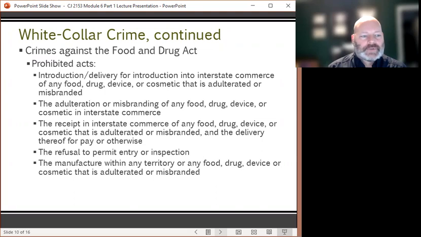There's also a prohibited act within this crime in which the defendant may refuse to permit an inspector to enter in order to inspect, or actually prohibit or impede inspection of any food, drug, device, or cosmetic. And then finally, the manufacture within any territory of any food, drug, device, or cosmetic that is adulterated or misbranded.